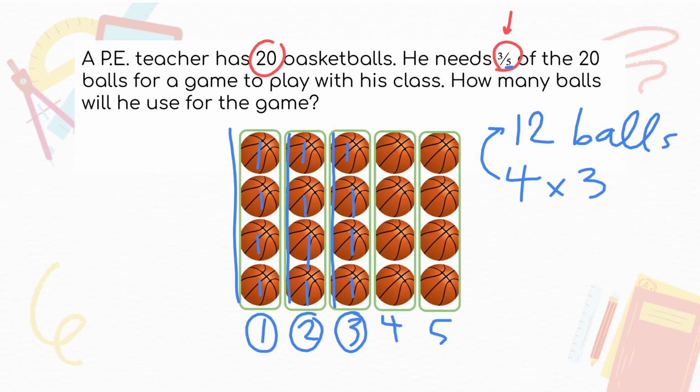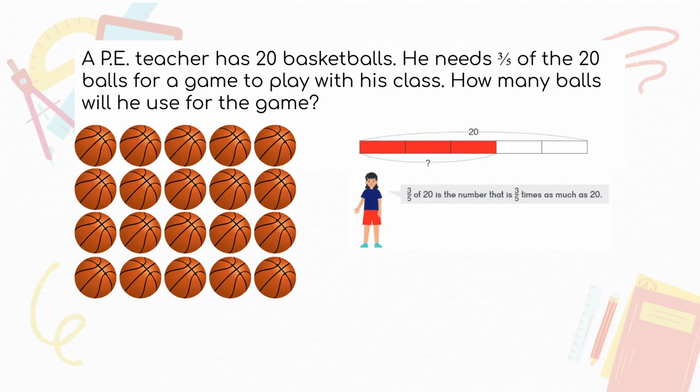Let's look at this another way. So I'm going to keep our balls here onto the side, but I've also added in another way to look at this, another visual representation. Same story here. We've got the 20 balls, but this way we're showing it with a bar model.